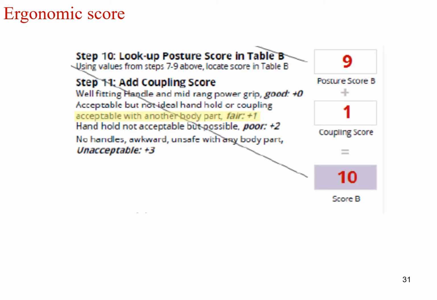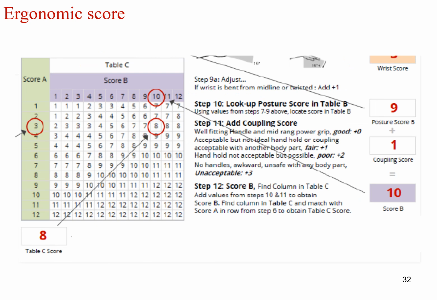In step 11, we add coupling score by evaluating how our subject used her hand. Even though we could not see her right hand clearly, we think she's carrying or gripping something in fair position. Not the easiest, but not awkward either. So the coupling score is 1. Adding it to posture score B gives score B equals 10. With score A equals 3, score B equals 10, we locate table C score to be 8.